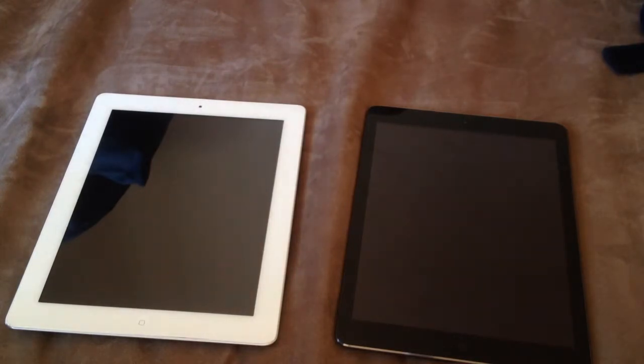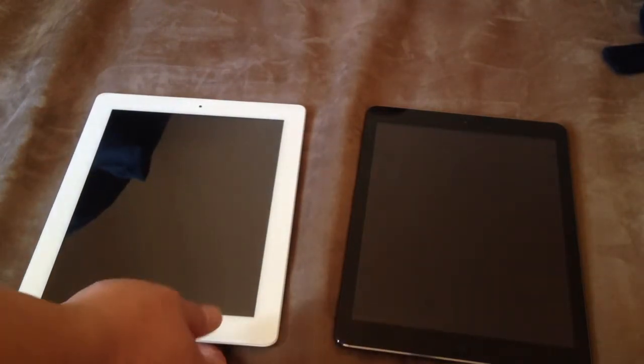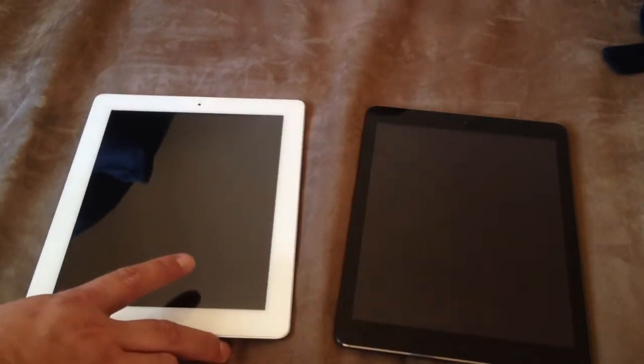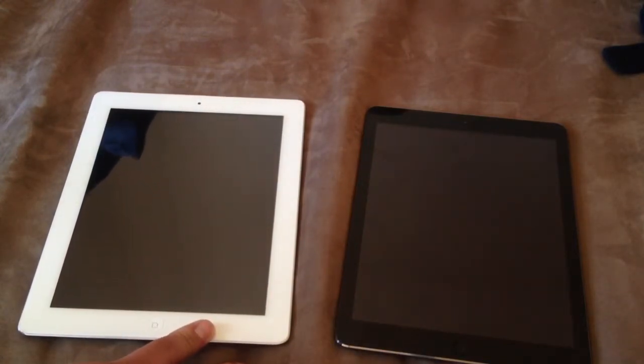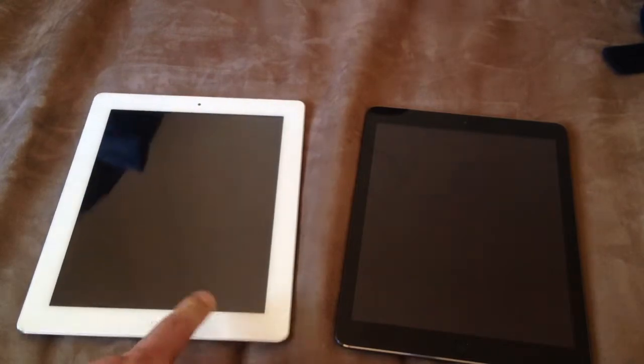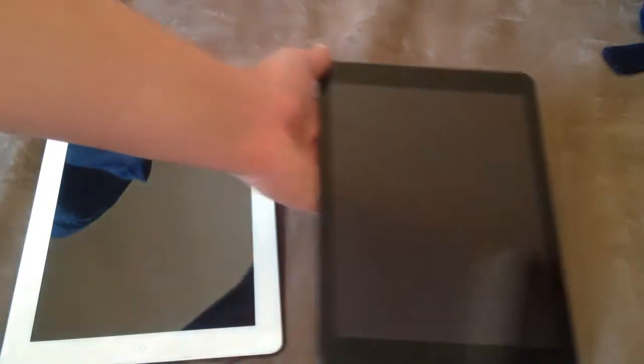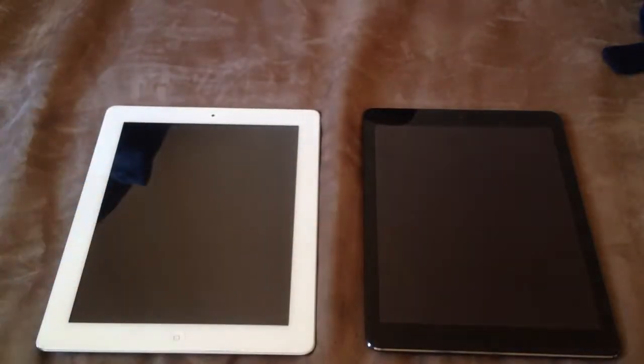but the main thing is the chip that's inside. The iPad 2 has the A5 chip over here. It's a dual-core chip, whereas the iPad Air is using the A7 64-bit chip with the M7 motion processor.